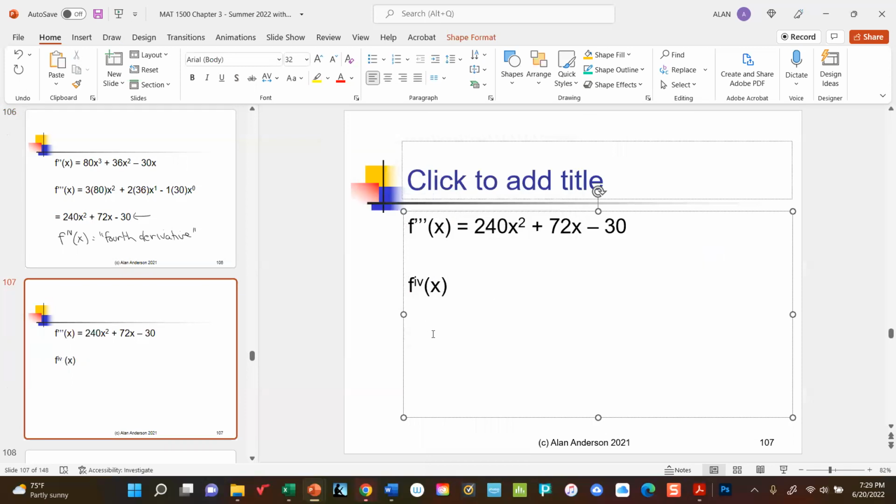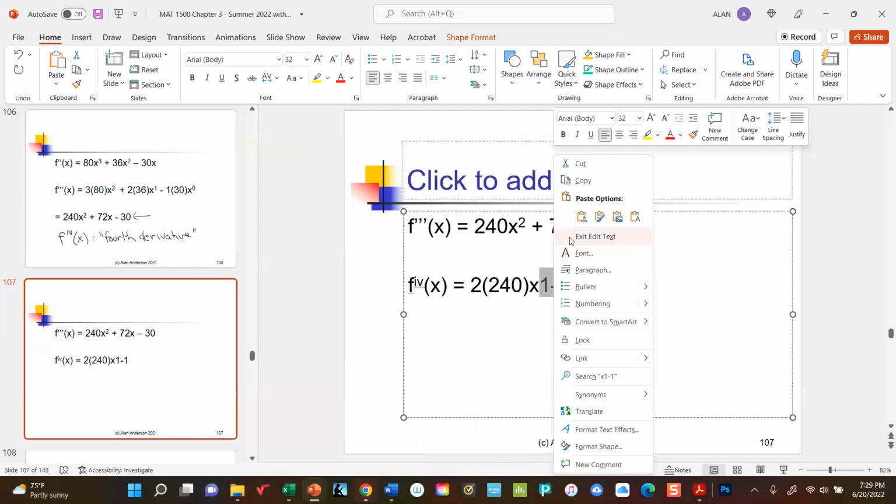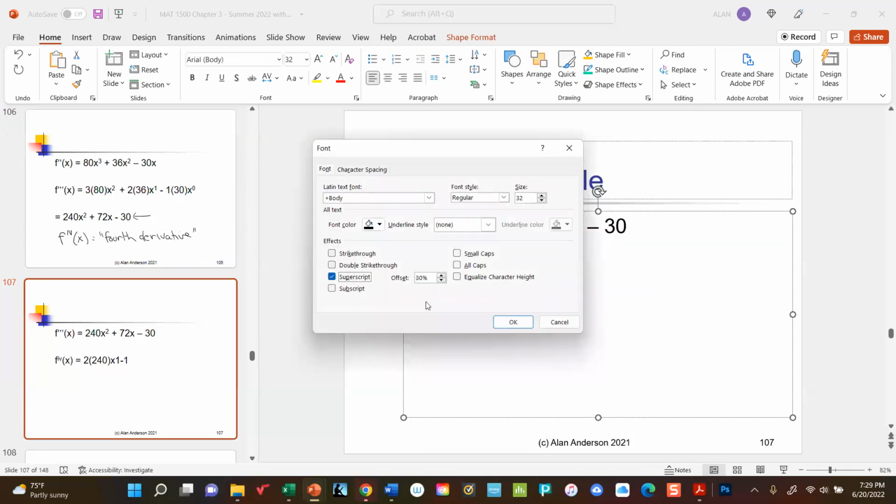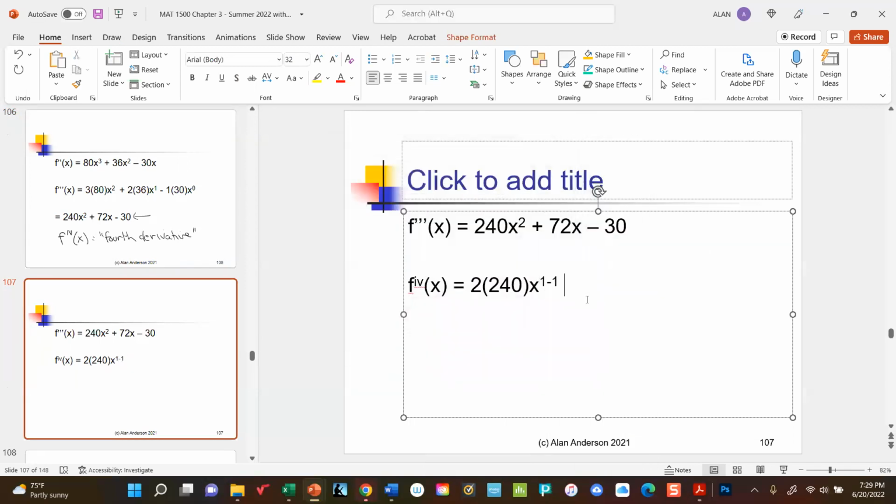So that's meant to represent the fourth derivative. You're going to have 240x, and the exponent is 1 minus 1. And then now this is a constant. So, I mean, it's just 72x, so that's just 72. So you end up with 480. Oh, I made a typo here. Sorry. 480x plus 72.